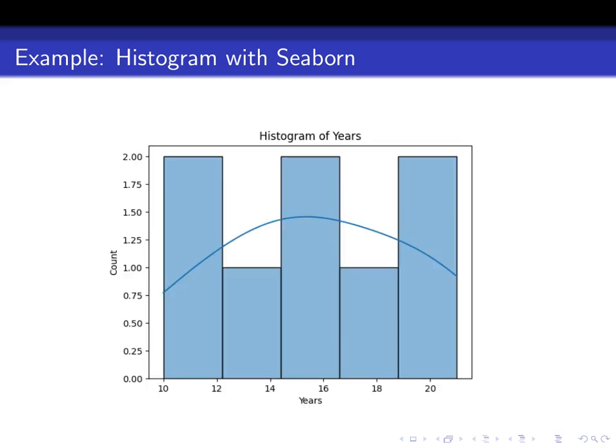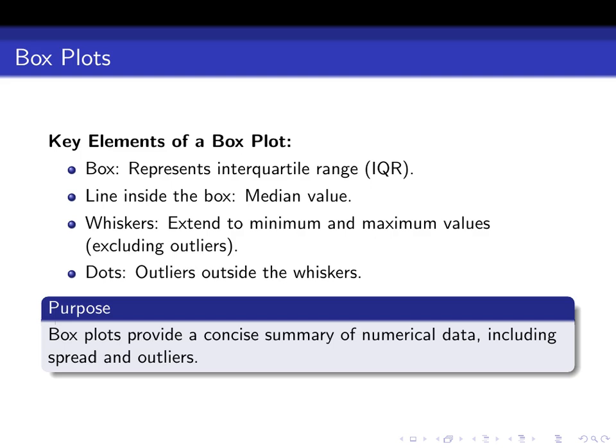The next slide contains the figure generated by our histogram code snippet. It visualizes the frequency distribution of years, with bins dividing the data into smaller ranges. The density curve provides a smoother view of the data's shape, allowing us to identify trends and patterns in the dataset. Box plots are incredibly useful for summarizing numerical data.